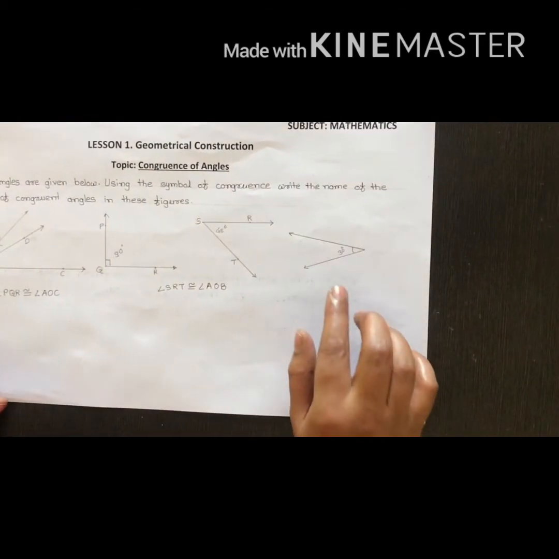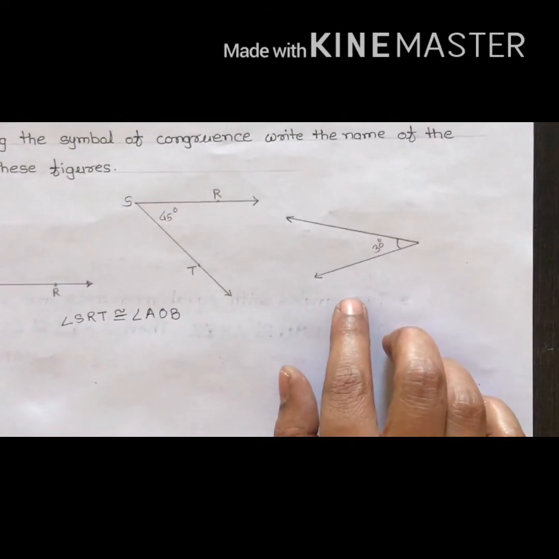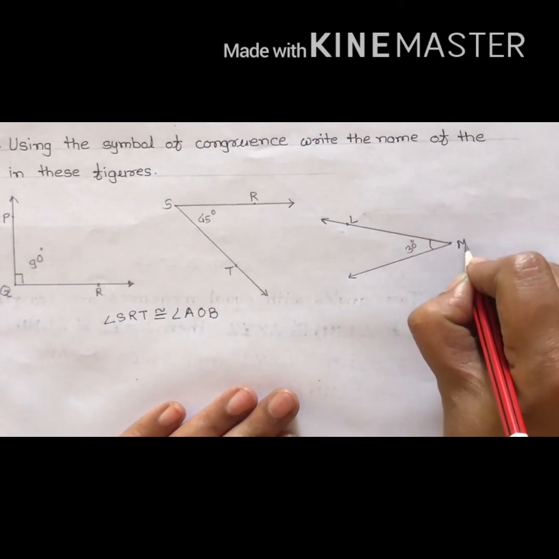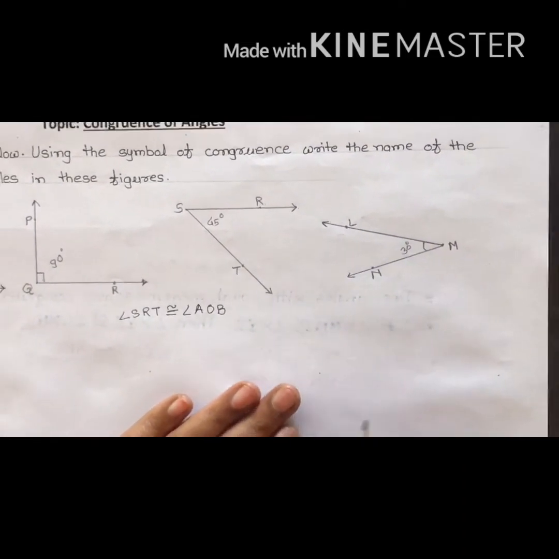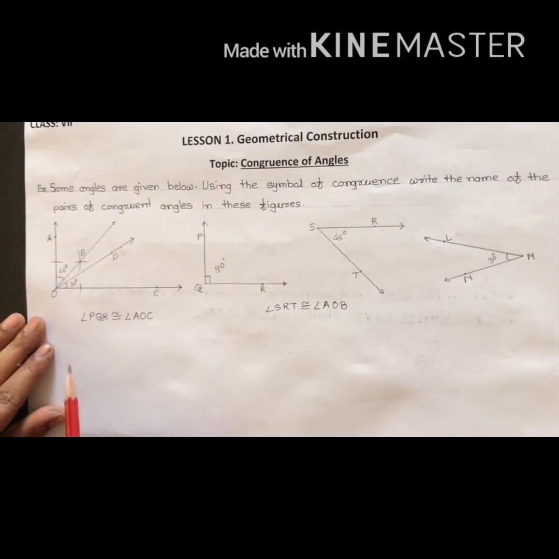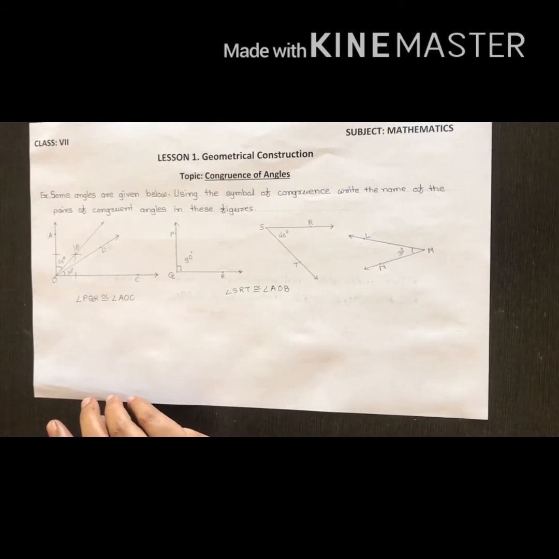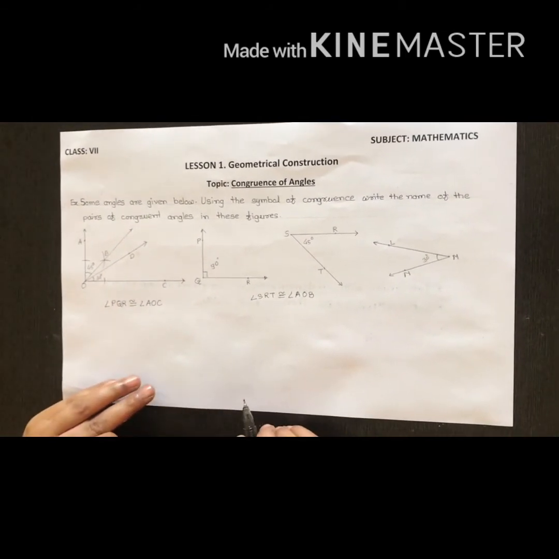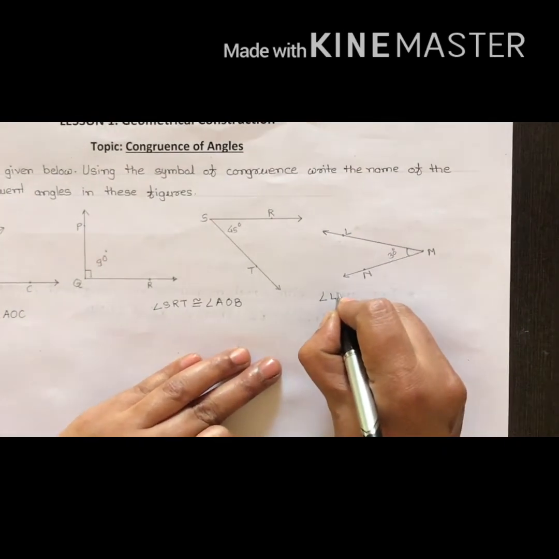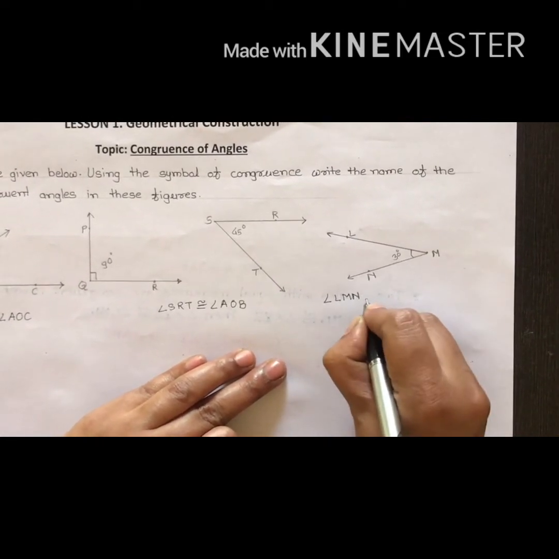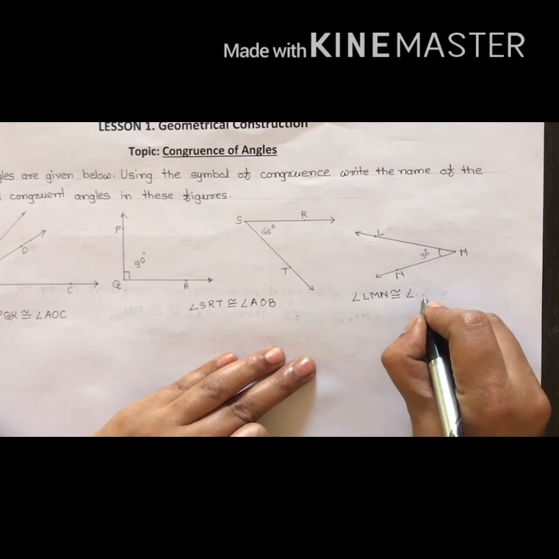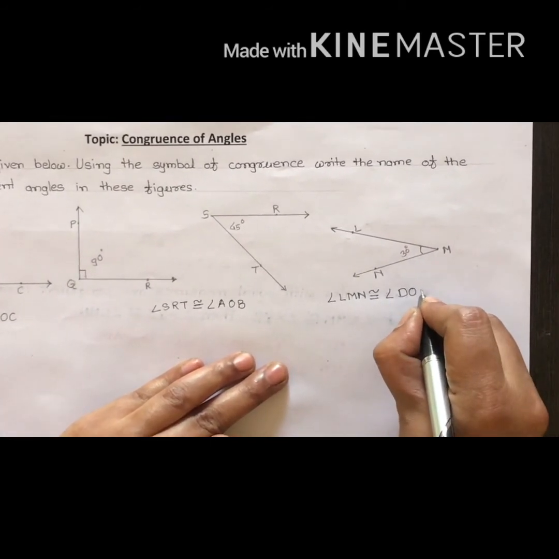Now let's take the next angle, angle LMN. It's 30 degrees. So what do you think? Which angle in this figure is congruent to angle LMN? Yes, correct. Angle LMN is congruent to angle DOC.